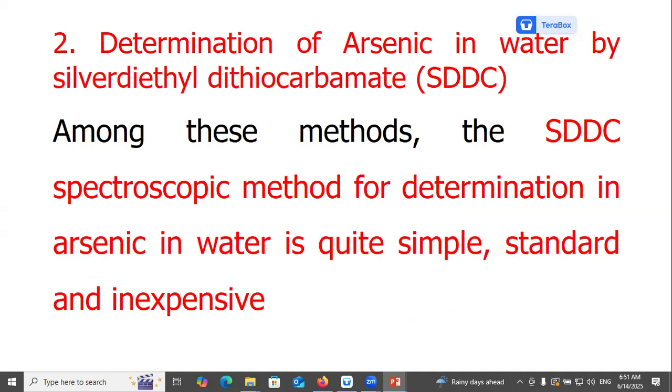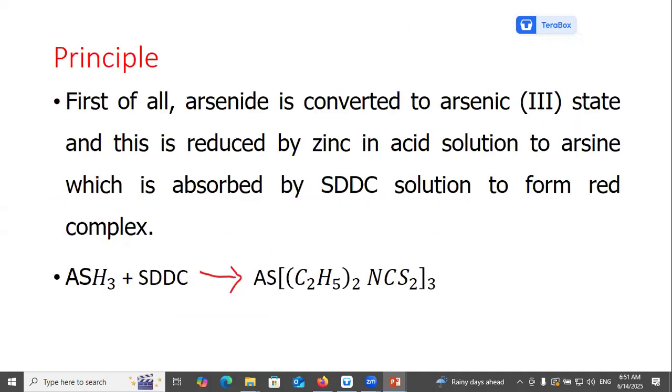Determination of arsenic in water by silver diethyldithiocarbamate. Among these methods, the SDDC spectroscopic method for determination of arsenic in water is quite simple, standard, and inexpensive. First of all, the arsenic is converted into arsenic third state, and this is reduced by zinc in acid solution to arsine, which is absorbed by SDDC solution to form a red complex.